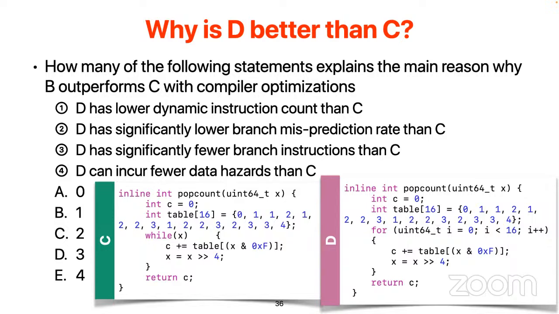What do you guys think? Okay, data hazard in a while condition. So using 4 is correct.